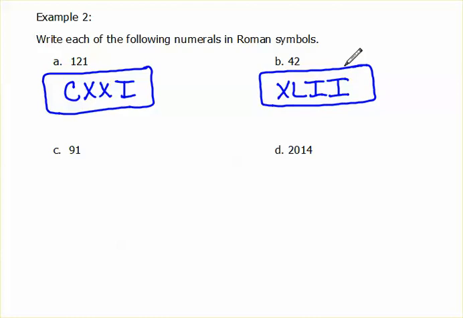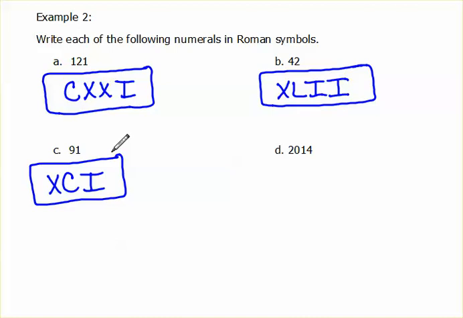Now part C says 91. So again, 90, well, we could say that 90 would be 50 plus 4 tens, but the problem is that we can't write 4 X's together, so we can't do that. Instead, we're going to have to use a subtraction. So the next number closest in a Roman numeral up would be 100, and that's a C. So we would have to take away 10 from 100 and writing it as XC. And then we have a 1 in the ones position, so that would be XCI.